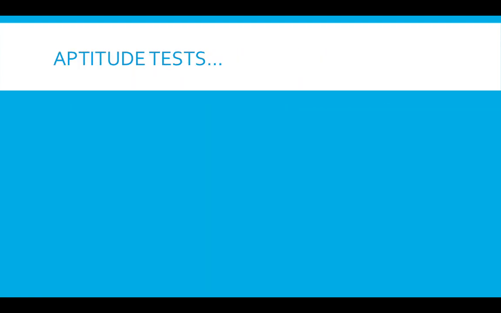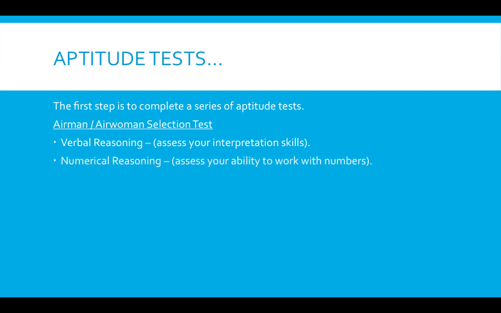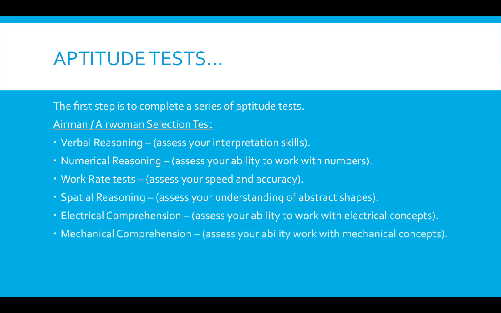Okay, so next you will have to do your aptitude tests, and this is for both the full-time and part-time. So this test is usually called the Airman Airwoman Selection Test, and it will consist of a verbal reasoning test which assesses your interpretation skills, a numerical reasoning test which assesses the ability to work with numbers, a work rate test to assess your speed and accuracy, spatial reasoning test to assess your understanding of abstract shapes, electrical comprehension which assesses your ability to work with electrical concepts, mechanical comprehension to assess your ability to work with mechanical concepts, and memory tests which ultimately assess your ability to remember information correctly.